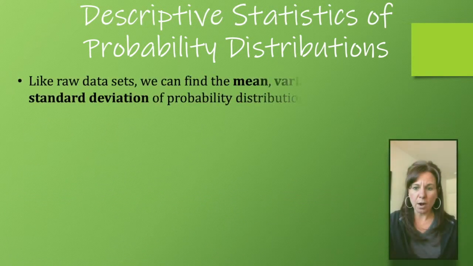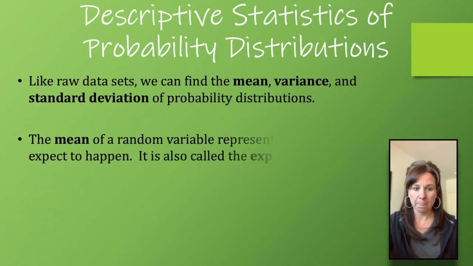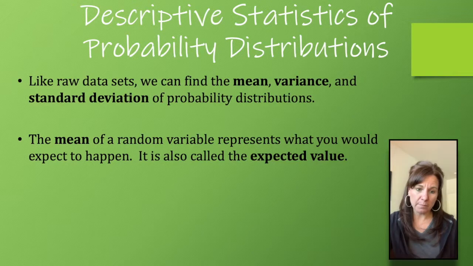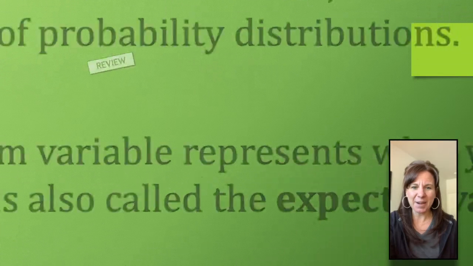Just like with raw data, we can find descriptive statistics of probability distributions. We can find the mean, the variance, and the standard deviation. The mean of a random variable represents what you would expect to happen. It's also called the expected value. Although probabilities can never be negative, they have to be between 0 and 1, the expected value can be negative. Again, a little bit of review.